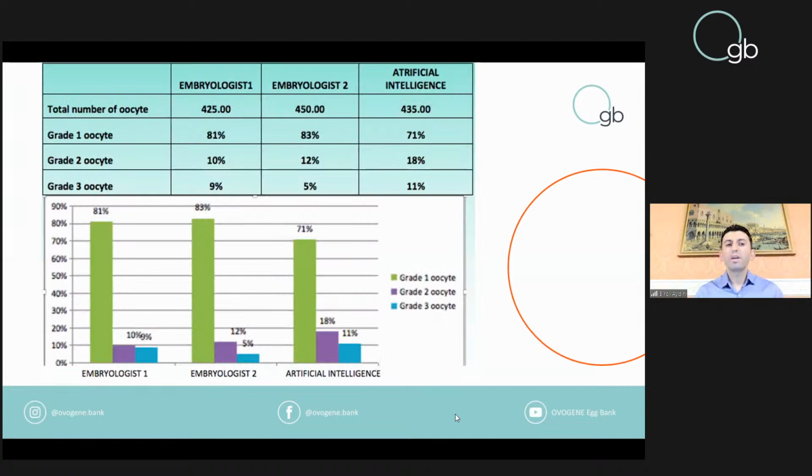This is what I am talking about, the difference between the embryologist and artificial intelligence. If we talk about an average of around 400 to 30 oocytes, embryologist grading and artificial intelligence grading are almost 10% different. So from every 100 oocytes, for 10 oocytes artificial intelligence says no, but the embryologist says yes. So what is the possibility that these 10 oocytes will come to your clinic? Still, there are possibilities. That's why we run as an egg bank even for 1%. So it's very important for us to avoid all risks.